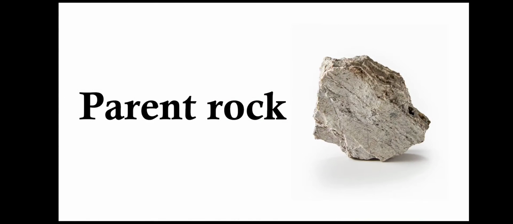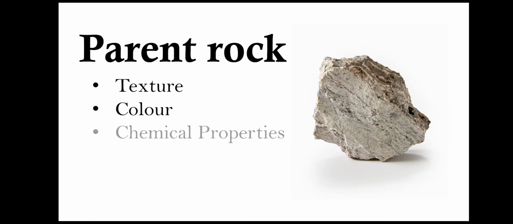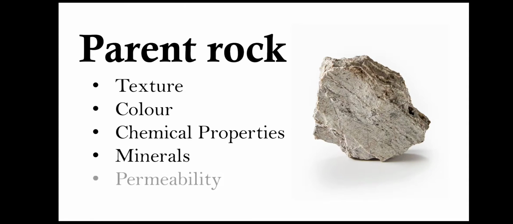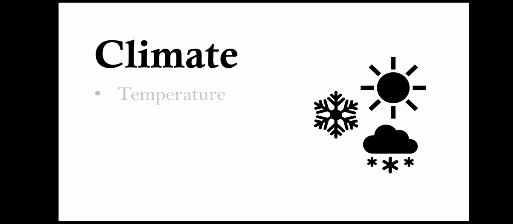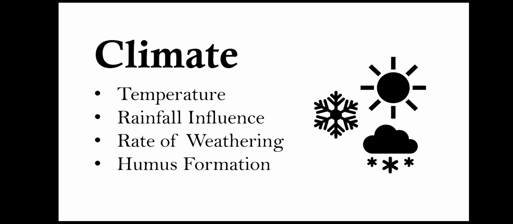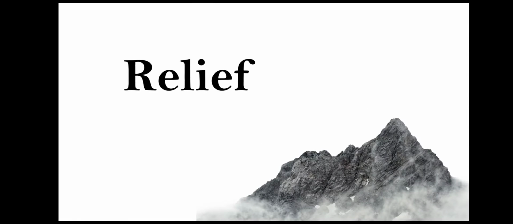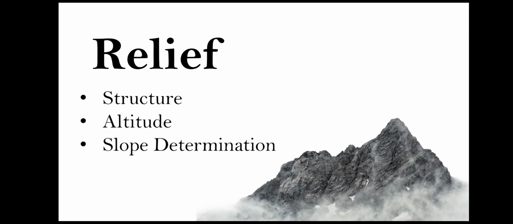Parent rock. It determines the texture, color, chemical properties, minerals, and permeability of the soil. Climate. It determines temperature, rainfall influence, rate of weathering, and humus formation of the soil. Third is relief. It determines the structure, altitude, and slope determination of the soil.